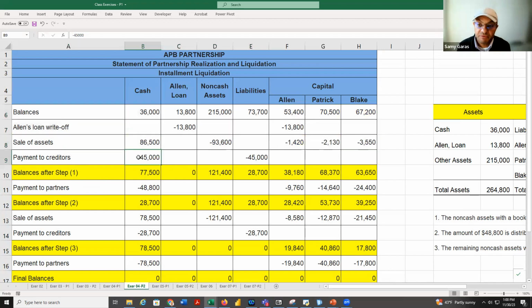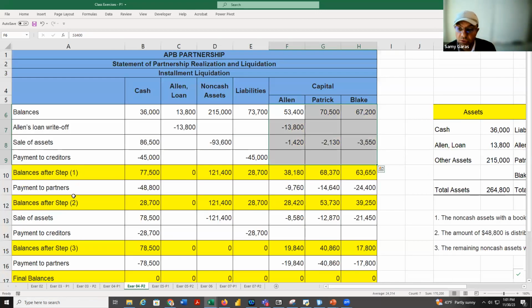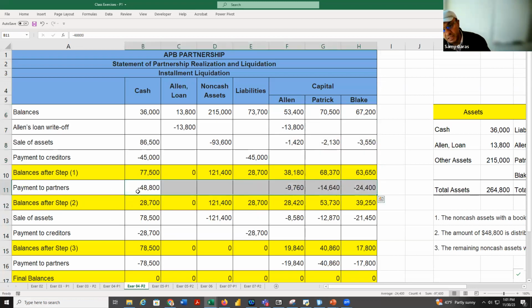And then we make the payment 45 to the creditor, and here there is no gain or loss. And then we add the total amount here. Then Alan's loan will become zero. The non-cash will be reduced. The liability will be reduced, and the capital also will be reduced. Then we need to make the payment to the partner. As I said, we make it by the ratio 2 to 3 to 5. So we take the 48,800 divided by the same ratio. So here you go. The payment of 48,800. Then we get the balance after this payment.